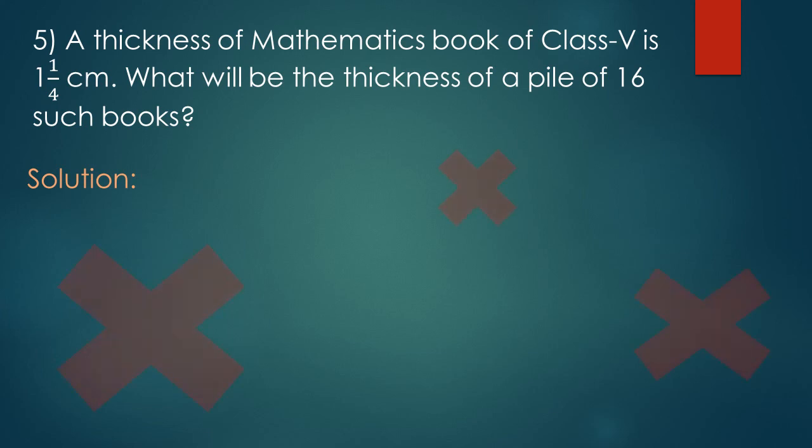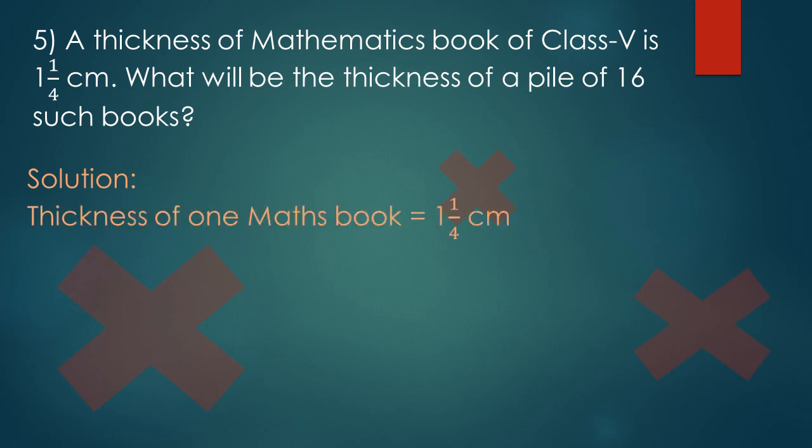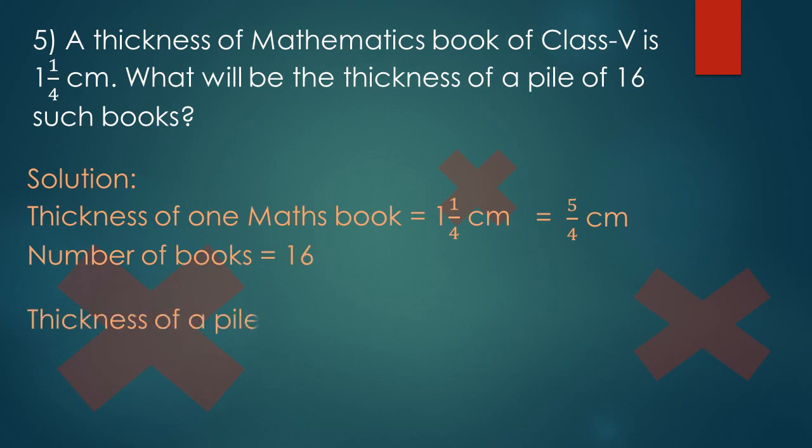So the first statement is thickness of one math book is equal to 1 1/4 cm, and 1 1/4 is a mixed number. So first we convert it into an improper fraction. 4 1s are 4. 4 plus 1 is 5. So the fraction is 5/4 cm. The second statement is number of books is equal to 16. And the third statement is thickness of a pile of 16 books is equal to 5/4 multiplied by 16/1.